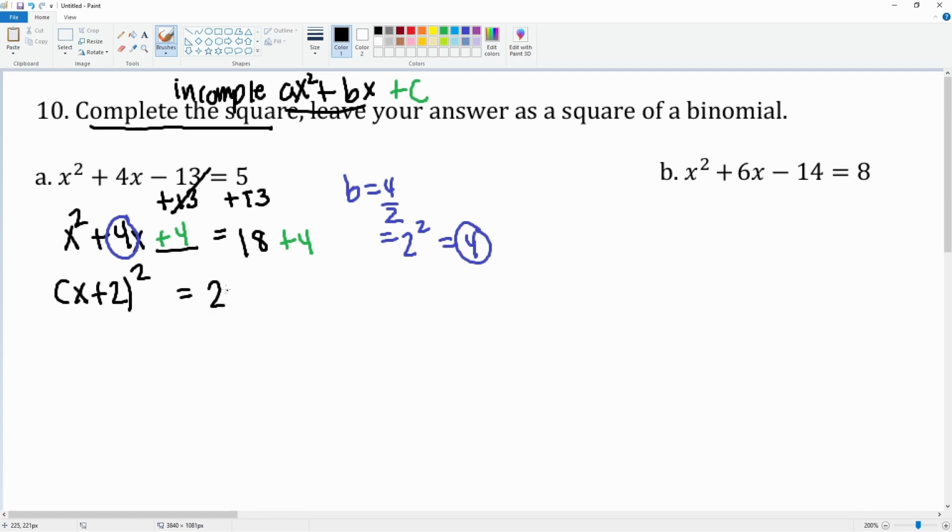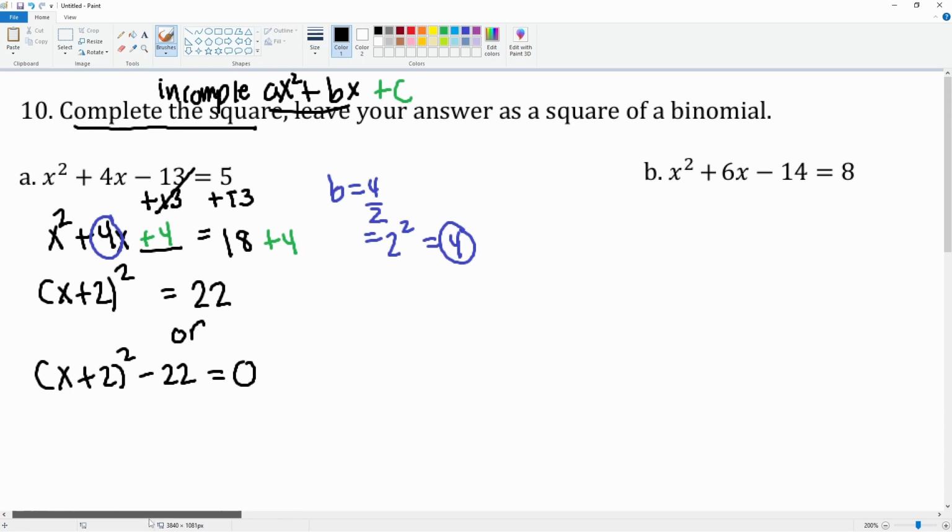22. So technically this is finished. Or if you want to make it equal to 0, you can just subtract the 22 from both sides, so it looks like this, equals 0. This would be technically a square of binomials. So yeah, that's it.